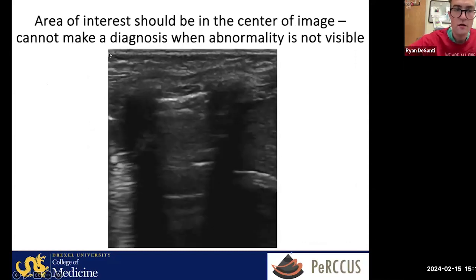And then finally, for quality assurance purposes, the area of interest should generally be in the center of the ultrasound image. If you have things on the periphery, you should ideally slide the ultrasound probe so that you can see the area of interest in the center of the image. Of course, this is going to be difficult when the abnormality is just on the border of your imaging.